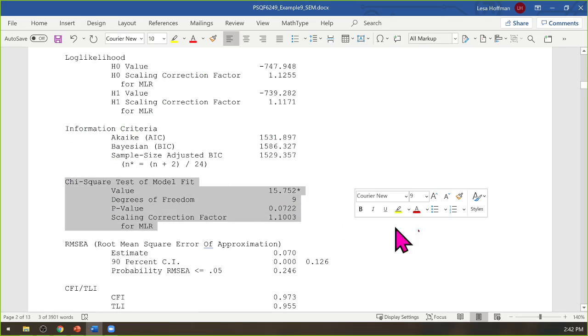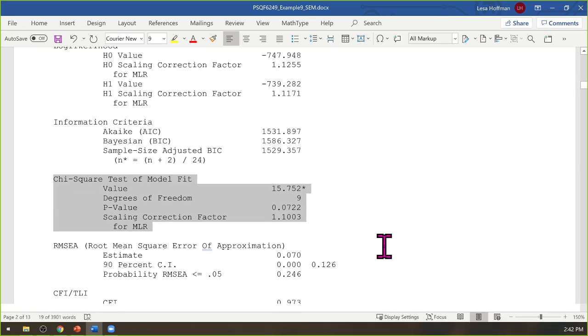Okay, what is this chi-square test telling me? I have a chi-square of 15.75. What do I do with that information? It's not a trick question, I swear. It's just a review. Good fit, question mark? Yeah.